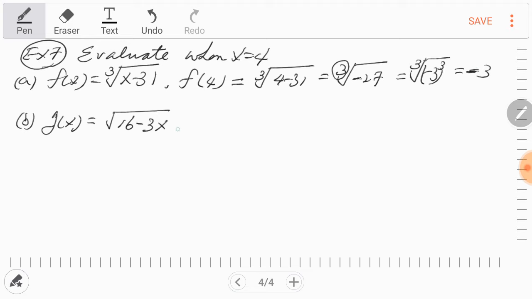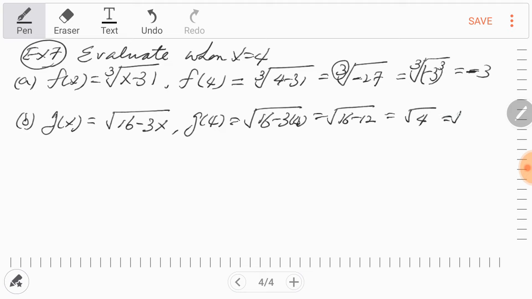Alright, g of 4 is equal to the square root of 16 minus 3 times 4. Then the square root of 16 minus 12, the square root of 4. And the square root of 4 is the square root of 2 squared, so that is equal to 2.